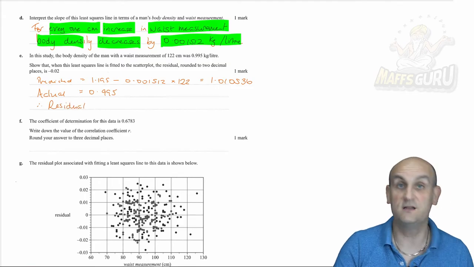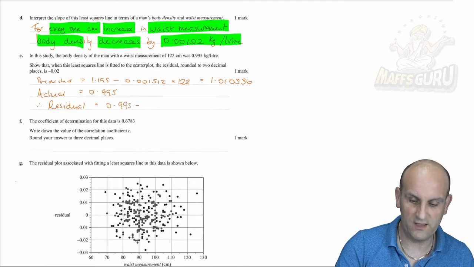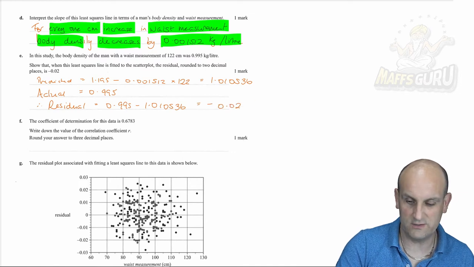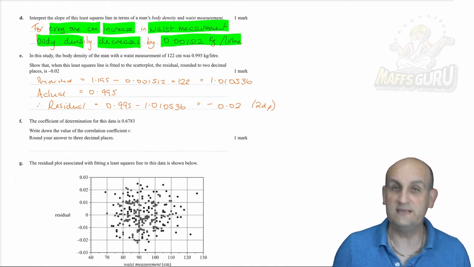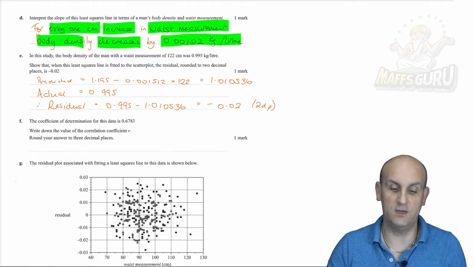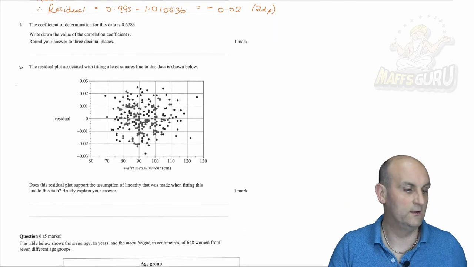what those three marks are for, was equal to 0.995 minus 1.010536, which gave me the required answer of 0.02, in brackets, two decimal places. To show that, you've got to show your working out. Unfortunately, if you don't show your working out, you're not going to get the mark. One mark seems like a lot of working out.